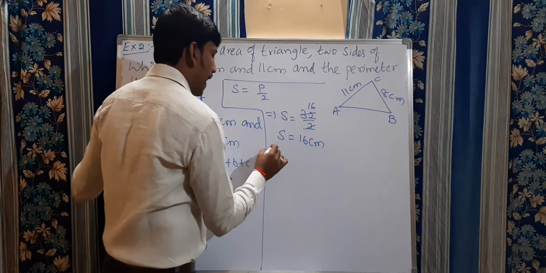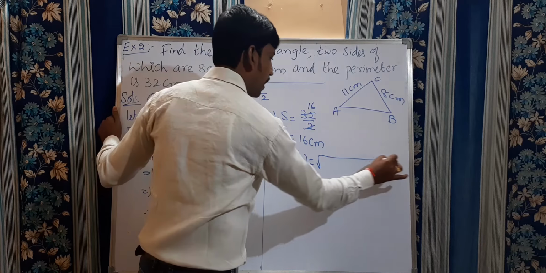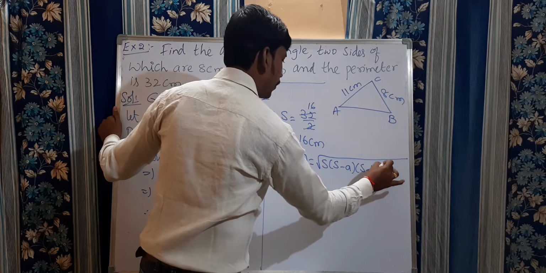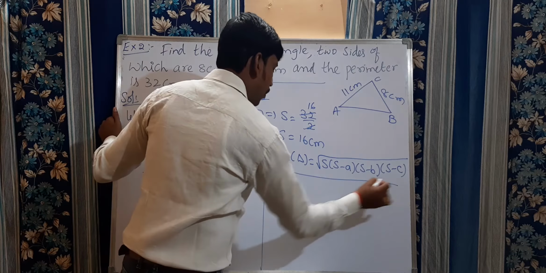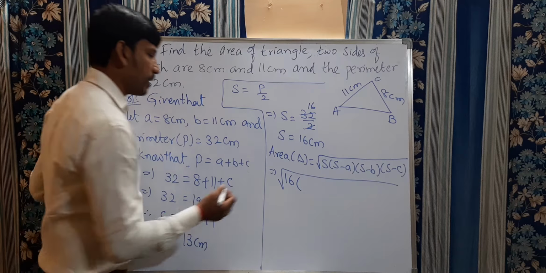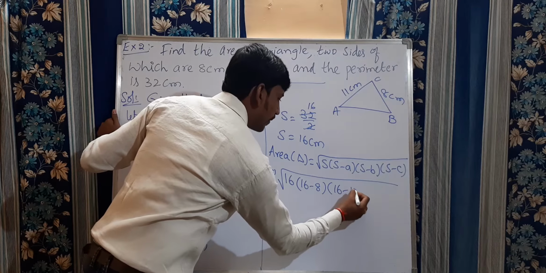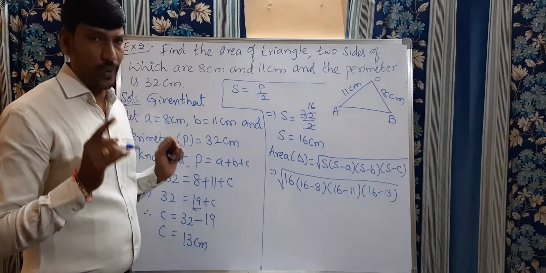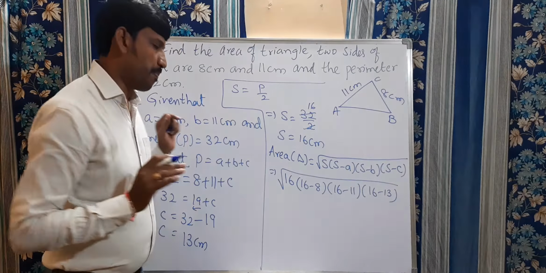Then now the area of the triangle, that is area delta, is equal to, the formula is, square root of S into S minus A into S minus B into S minus C. So then substitute the values under the root. What is S here? S is equal to 16. Now A value, A is 8. That is 16 minus 8 into 16 minus 11 into 16 minus 13. See, keep it in mind always: in the square root, you never get any negative value. Everything will be positive only.